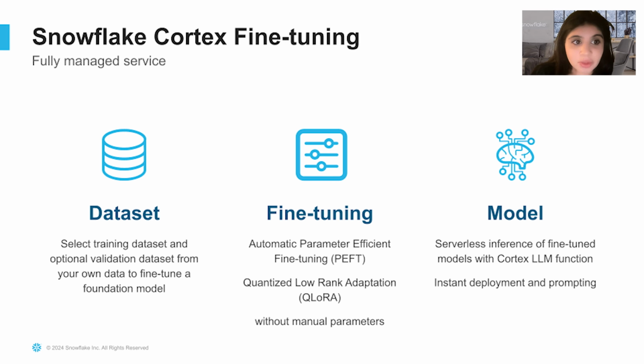In general, Cortex fine-tuning is a fully managed service in Snowflake. We have our data set here. You select the training data set and optional validation set from your own data to fine-tune a model. Cortex fine-tuning does automatic parameter-efficient fine-tuning without manual parameters. And you can use fine-tuned models right after completion of training. No need to manage deployment or purchase provisioned throughput like other vendors. You only pay for training or inference tokens you consume. So you have instant deployment and prompting, and a serverless inference of fine-tuned models within a Cortex LLM function.